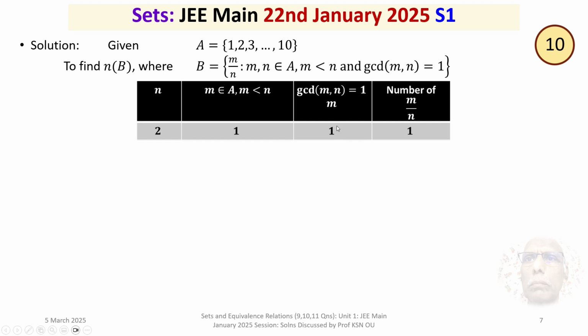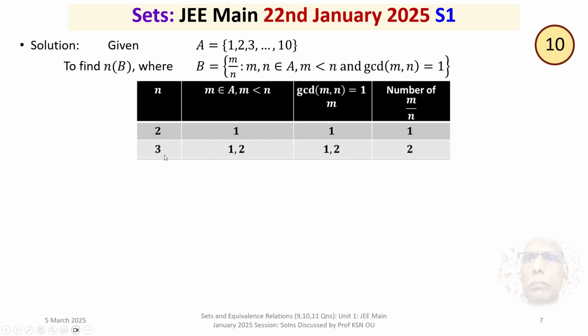This one. Now, in B, the quotients are there, m by n. So, m is 1 by 2. So, how many number of m by n are there? 1 only. So, it's practically the number what you get here, you will be getting here m by n.